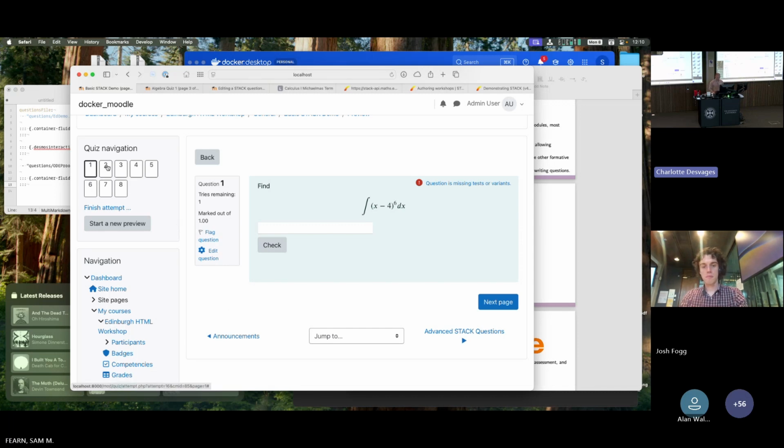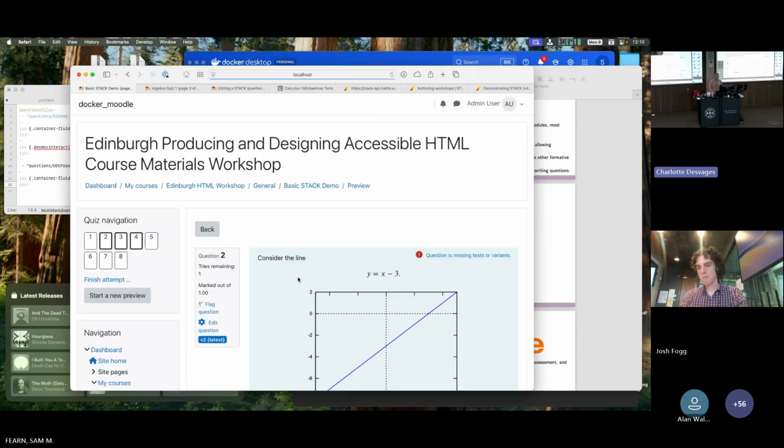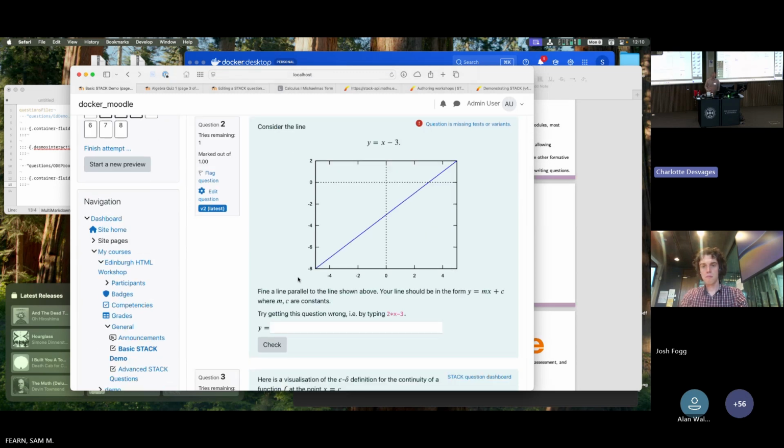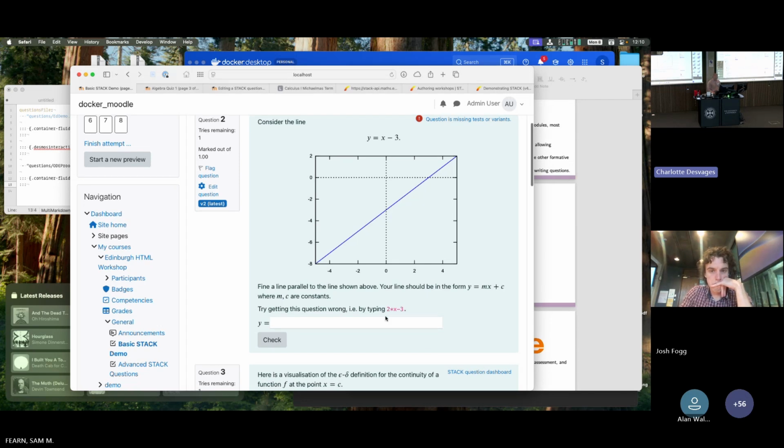Okay, I just want to show you a couple of examples of the kinds of things that I can do with this. I can do things that also plot lines, plot pictures based on the random things I'm setting up. So here I'm expected to put in the equation of a line that's parallel to this.